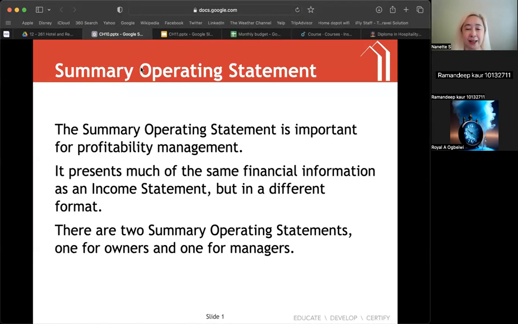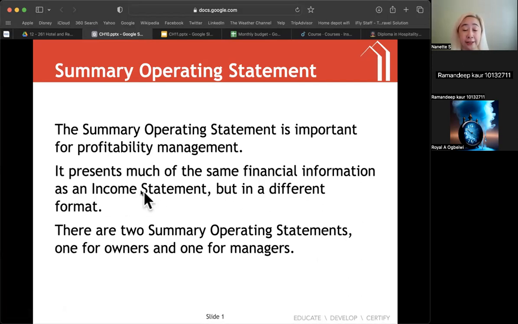SOS. Ramandeep, can you read this slide, please? Summary operating statement. This summary operating statement is important for profitability management. It presents much of the same financial information as an income statement, but in a different format. There are two summary operating statements, one for owners and one for managers.